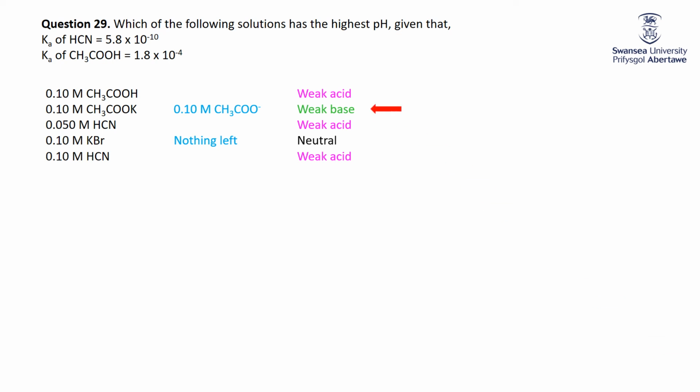Which one has the lowest pH would also be a fun one. Well, CH3COOH is a stronger acid than HCN, so this would be the lowest pH because it's the most acidic.